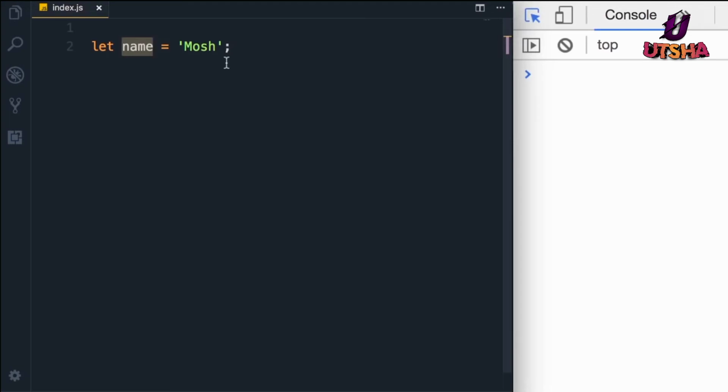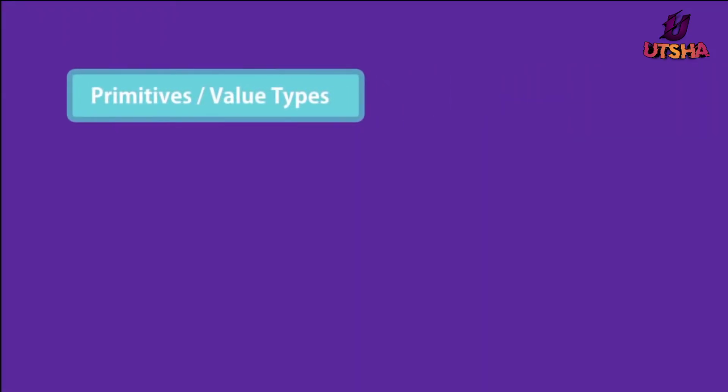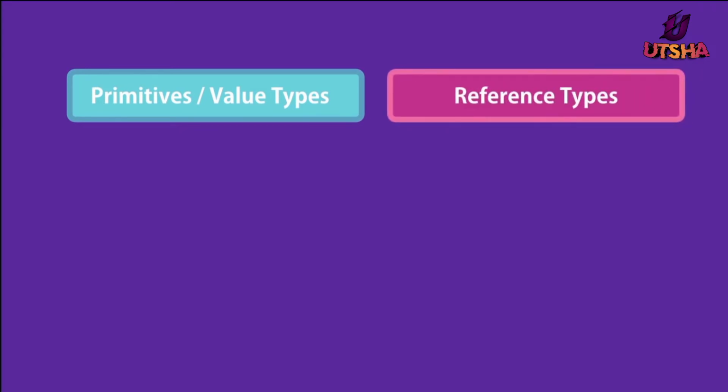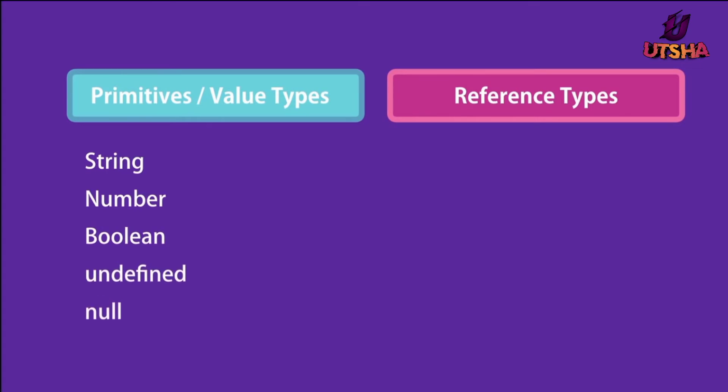So you have learned how to declare and initialize a variable. Now you might be wondering, what are the kinds of values that we can assign to a variable? Well, you have seen strings, but we have more types. Basically, in JavaScript, we have 2 categories of types. On one side, we have primitives, also called value types. On the other side, we have reference types. In this lecture, we're going to focus on primitives, and you're going to learn about reference types later in the course. Now, in the category of primitives, we have strings, numbers, booleans, undefined, and null.